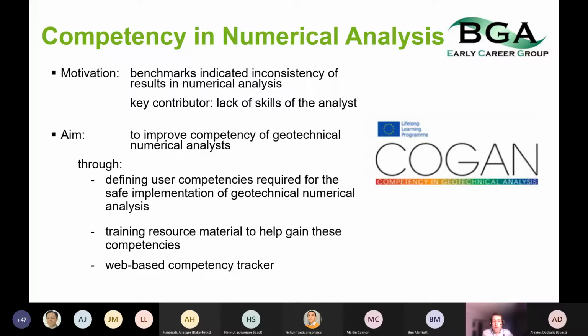It tries to achieve this by, first of all, creating competencies that encapsulate what the numerical modeler needs to be able to do to provide safe solutions, but also to give learning modules, things to develop those competencies, and then also a web-based competency tracker. And I'm going to say a bit more about that.